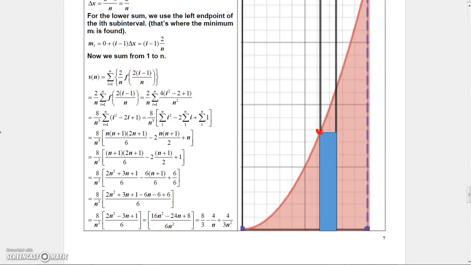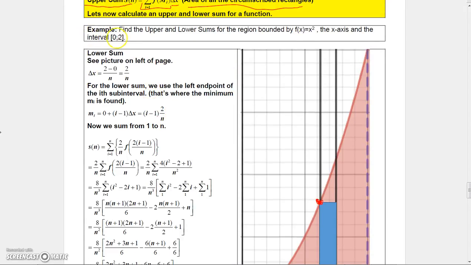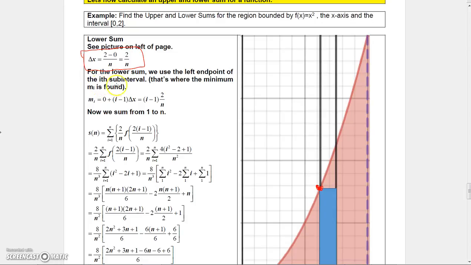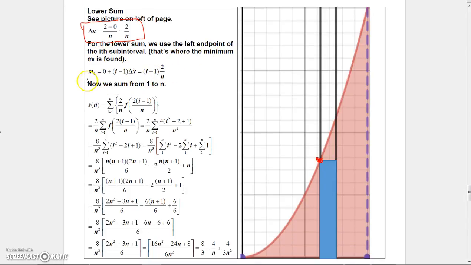This left endpoint is the i minus 1 value, whereas the right endpoint would be the ith value. So we've got the i minus 1th value. Since we're going from 0 to 2, delta x is going to be 2 minus 0 over n, which is 2 over n. So for the lower sum, like I said, we're going to use the left endpoint.